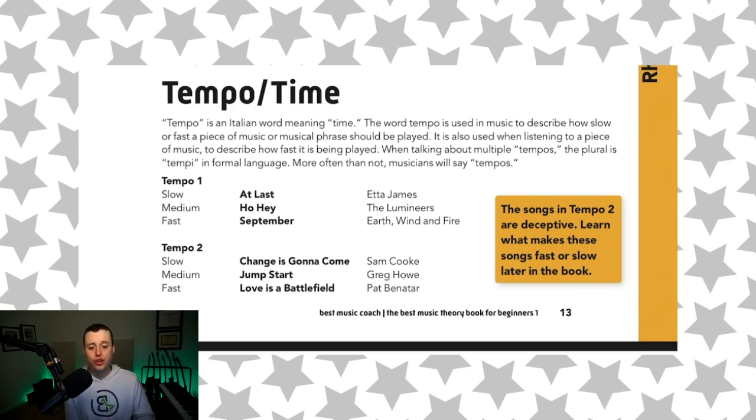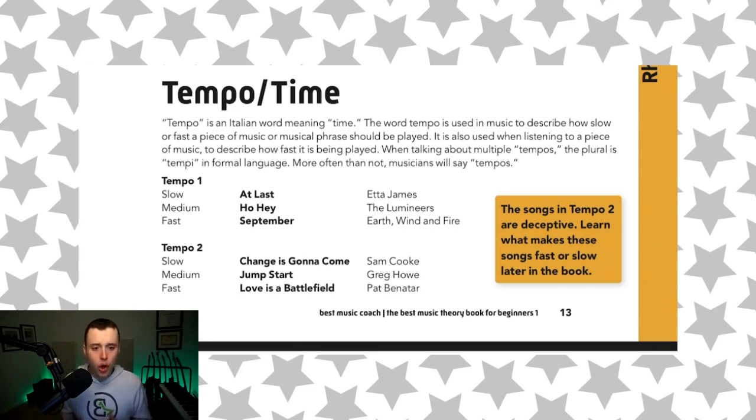Excellent. Okay, so you can hear pretty clearly that At Last is a slow moving song. It's sort of like molasses, just rolling along real slow. Ho Hey, it's moving. It's kind of walking. It's grooving along. And then September, it's really moving quite fast. That's like someone power walking or jogging.